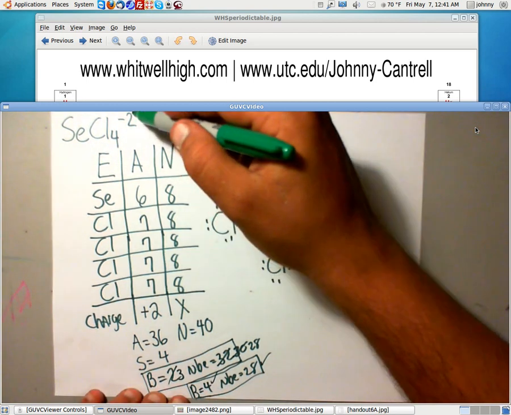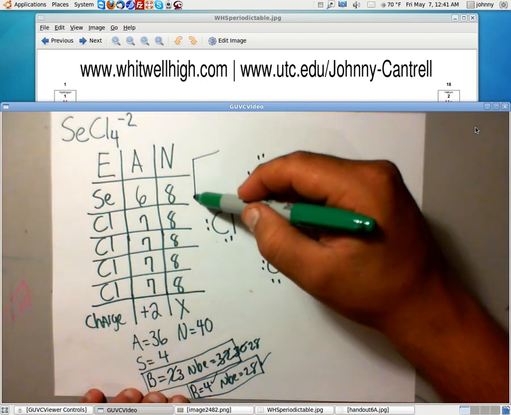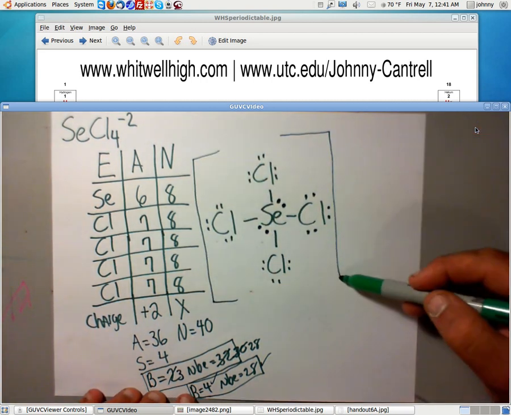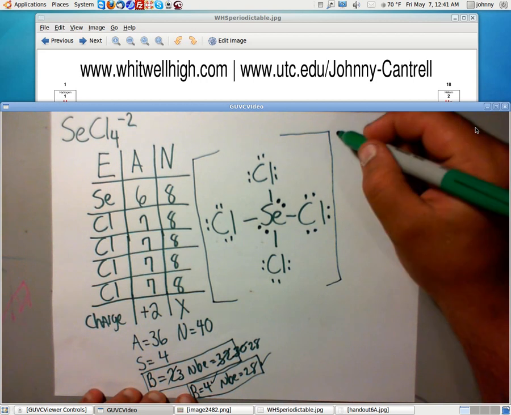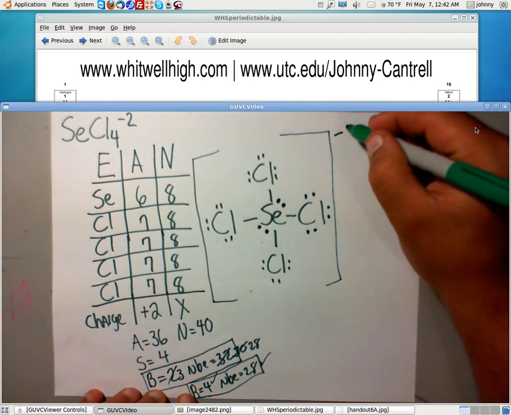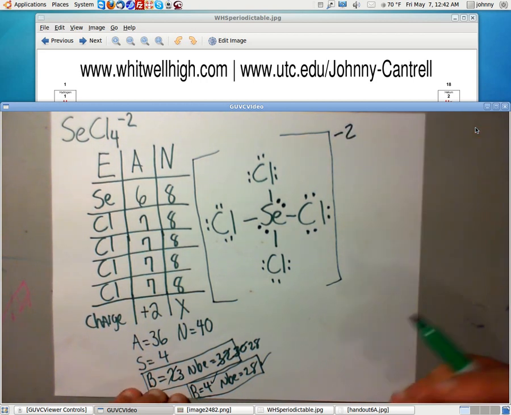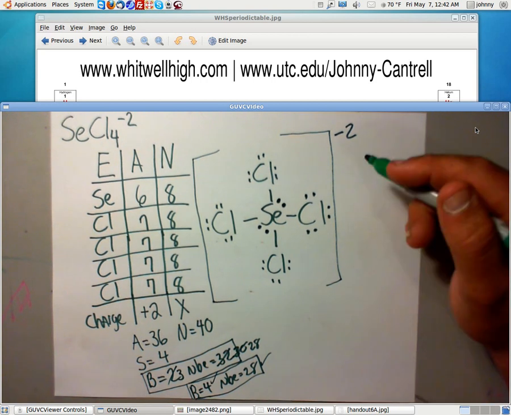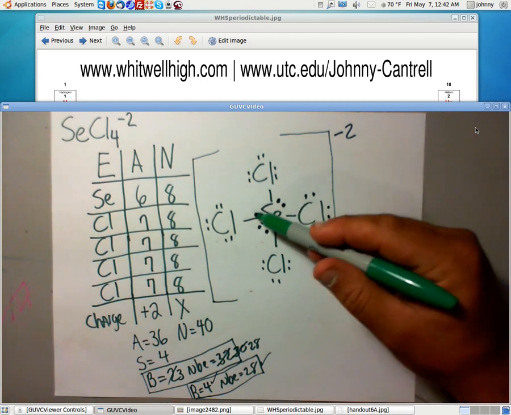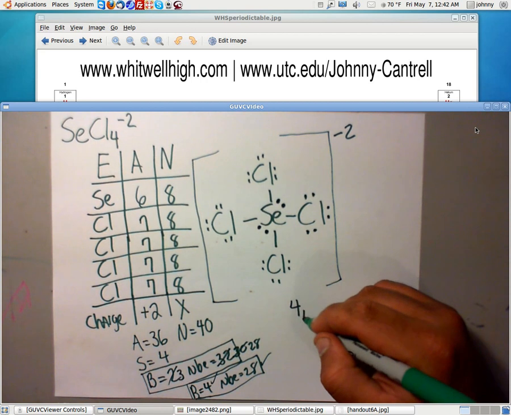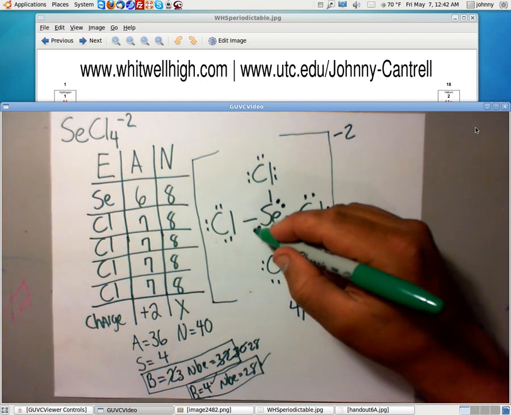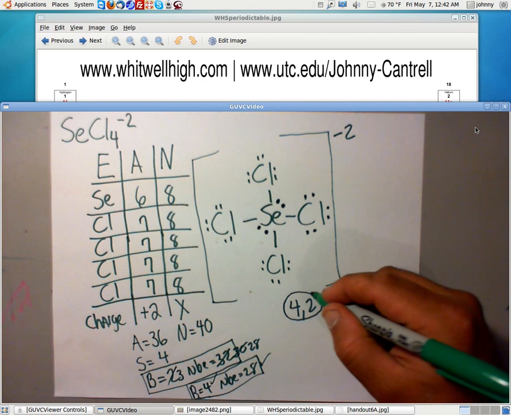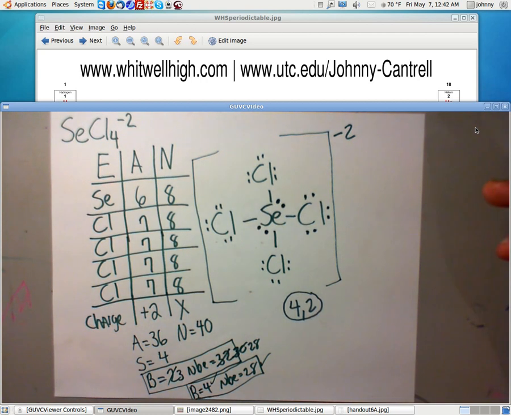But since it's an ion, don't forget to put it in a set of huge brackets. Then outside, write your 2 minus, or if your professor allows you to, write your negative 2 out there. Now remember, we need to go ahead and find the geometry of this. Notice that you have 1, 2, 3, 4 bonds, and you have 2 lone pairs on the central atom. So our molecular geometry number that we need to look for is a 4-2.